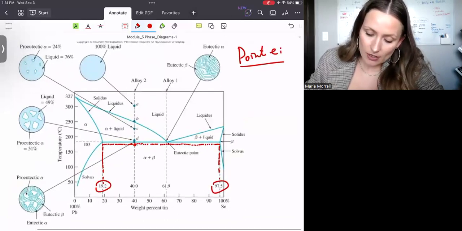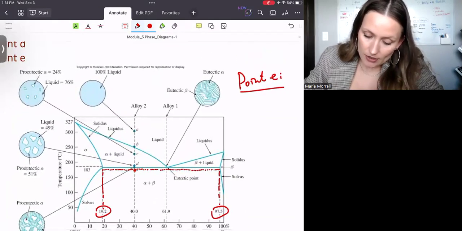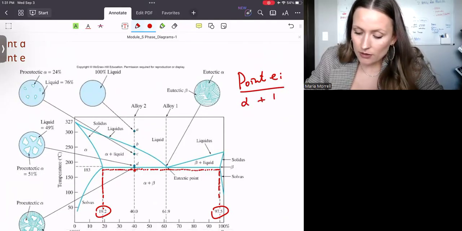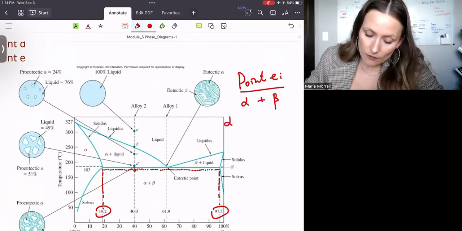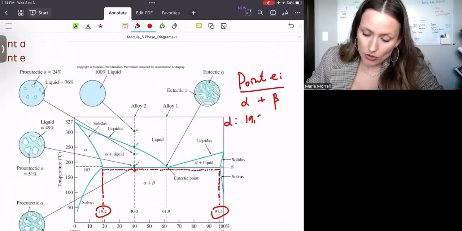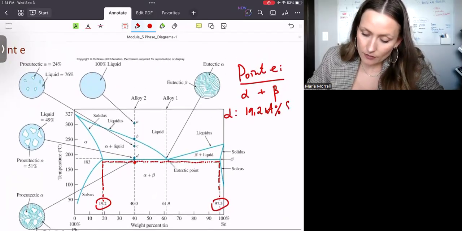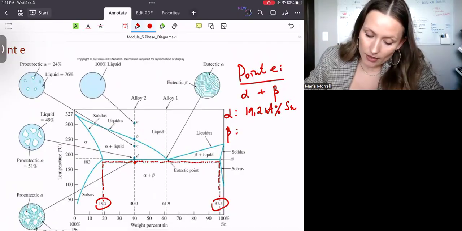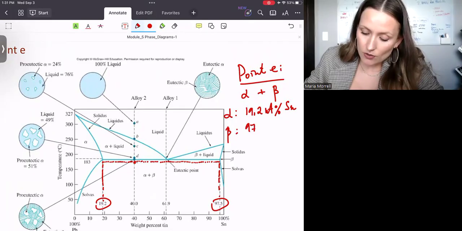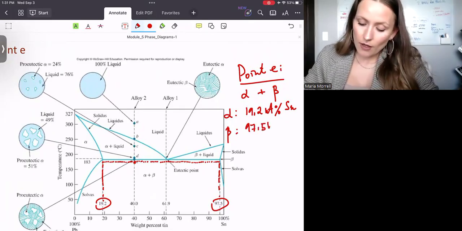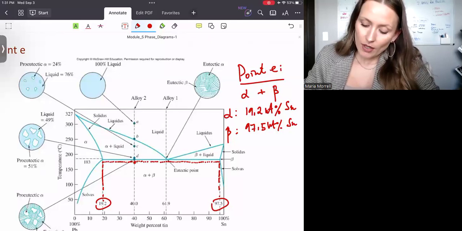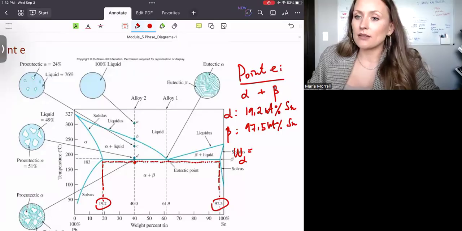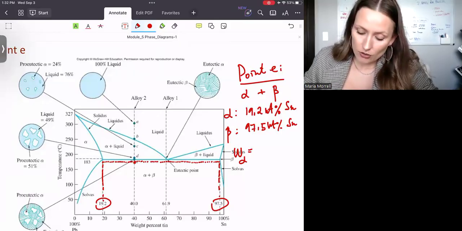So that means that for the point E, the phases that are present are going to be eutectic alpha and eutectic beta. The composition for the alpha is going to be 19.2 weight percent tin, right? And obviously the remaining is going to be the lead. And for the beta, it's going to be rich in tin, so it's 97.5 weight percent tin. Last thing that I would like to do is calculate the percent fraction for each, right?